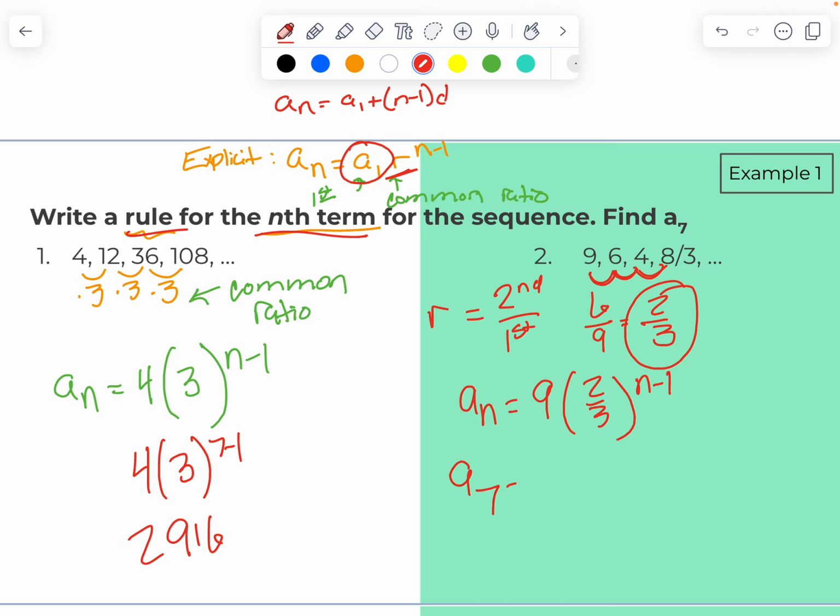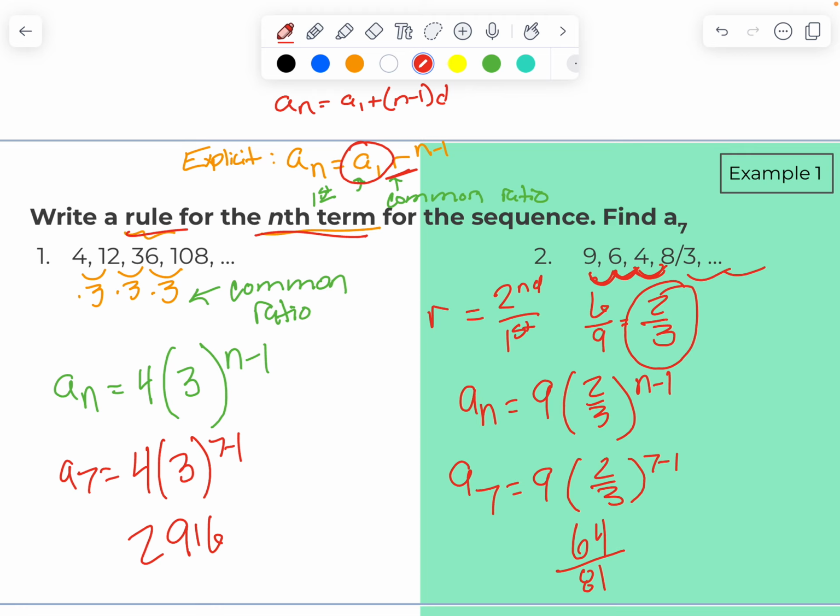If I want to find the 7th term, technically I should have put a sub 7 equals over there. I would just type in my calculator, 9 times 2/3 to the 7 minus 1, which gives me 64 over 81. It gives me something less than 1, which makes sense because this is going down and down and down. That's going to keep getting smaller.